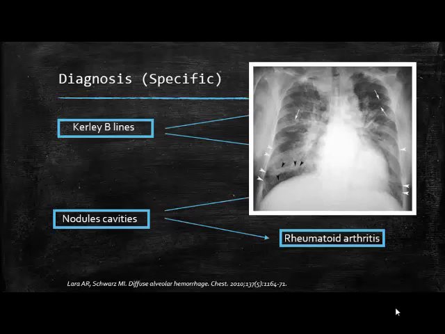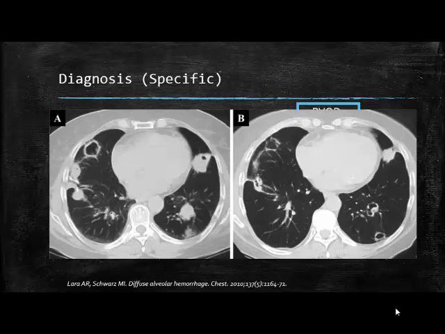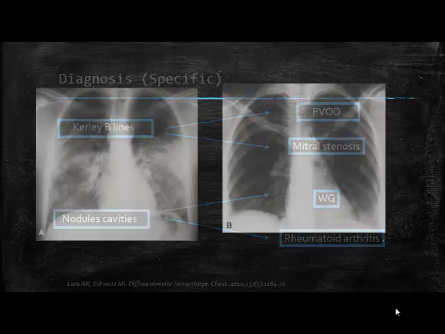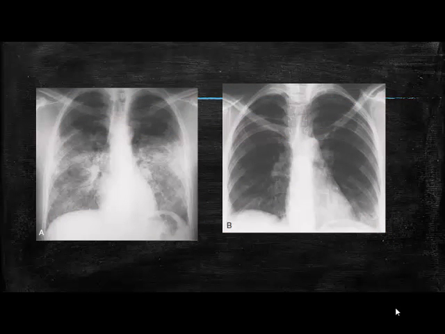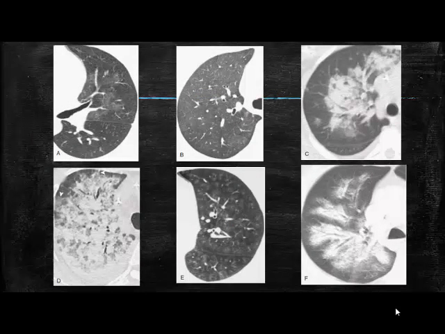What you can see also is curly B lines, and you're going to need to think also about PVOD and mitral stenosis. If you see nodules as well as cavities, you need to think about Wegener's as well as RA. Patchy alveolar opacities.